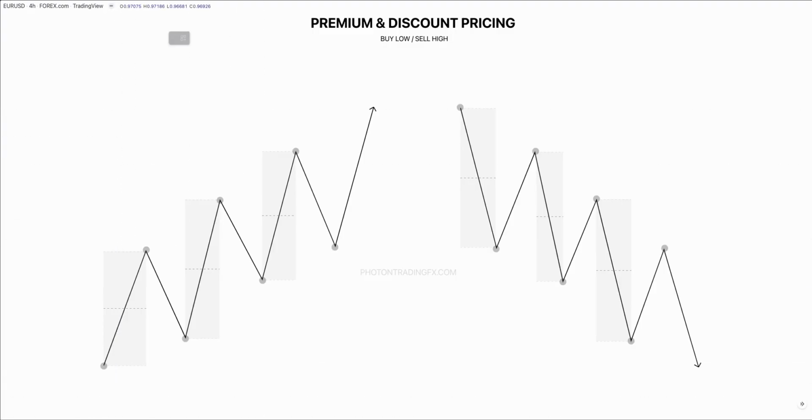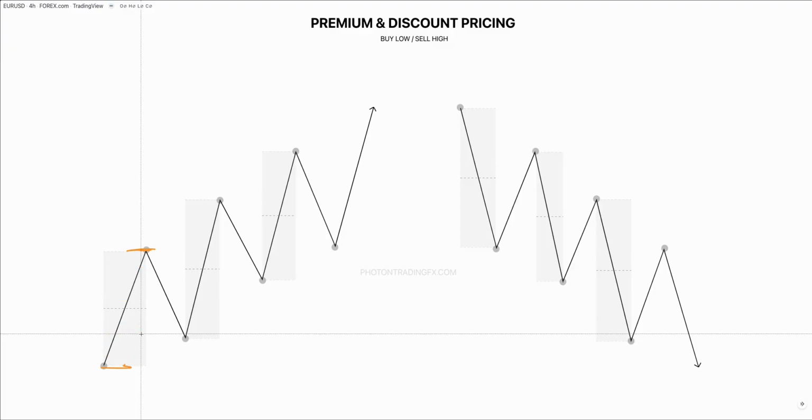And the way we look at it is essentially anything in the top half of this, we say is the premium. So that's where prices are expensive. The halfway point is the equilibrium, the EQ, essentially the 50% of the pullback. And anything below that is the discount. This is where we have cheap prices. So if this is one certain price and this is another, these are going to be the more expensive prices and these are going to be the cheaper prices.